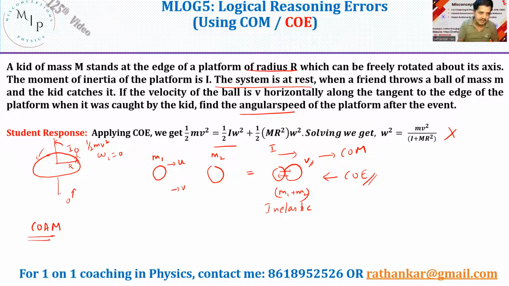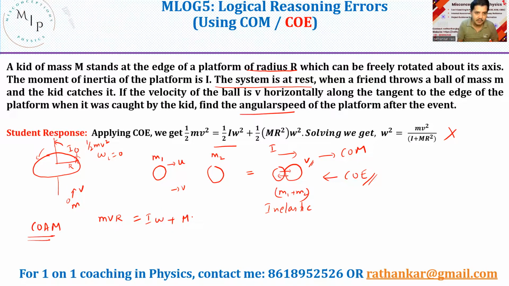Thus, you write the angular momentum as mv into r. m is the mass of the particle, v is the velocity of the particle, and r is the radius at which it hit over here, when it is standing over here. mvr should now be equal to the angular momentum of this, which is I times omega, plus the angular momentum of this one.